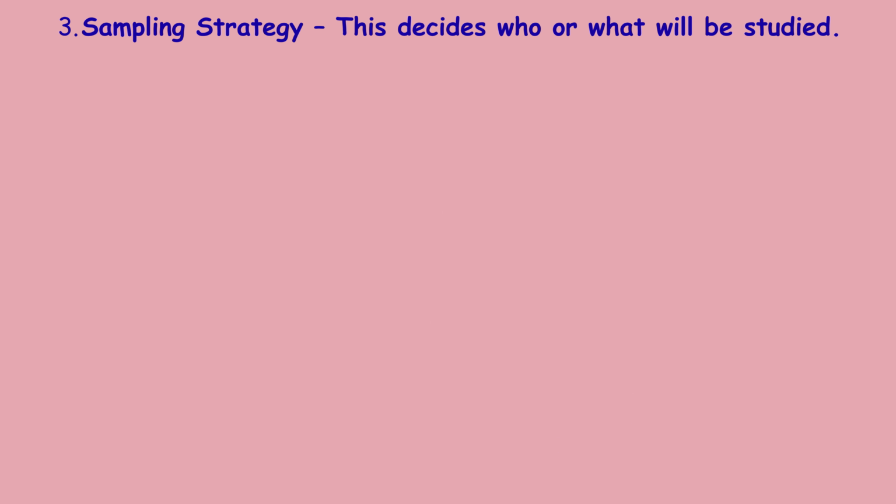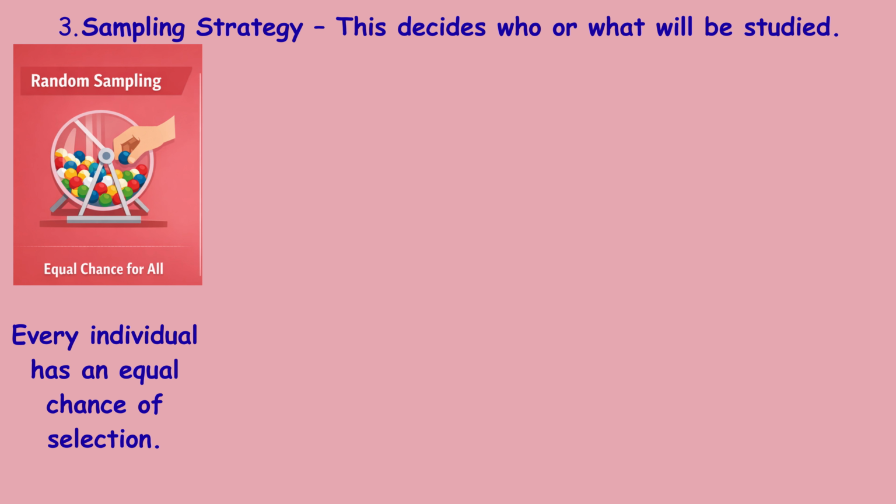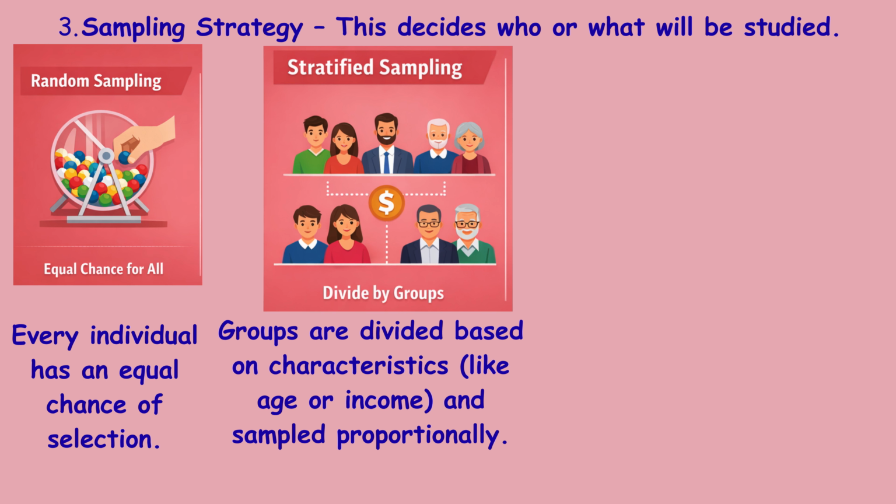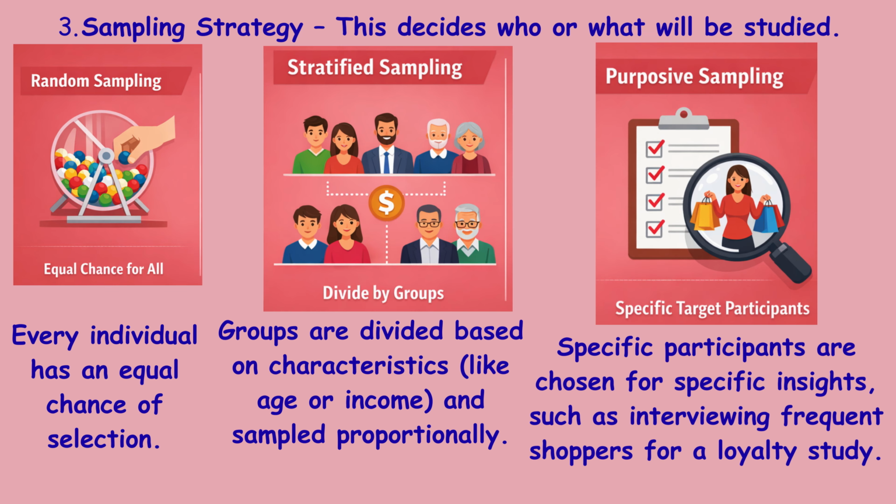3. Sampling strategy. This decides who or what will be studied. Common methods include random sampling. Every individual has an equal chance of selection. Stratified sampling. Groups are divided based on characteristics, like age or income, and sampled proportionally. Purposive sampling. Specific participants are chosen for specific insights, such as interviewing frequent shoppers for a loyalty study.